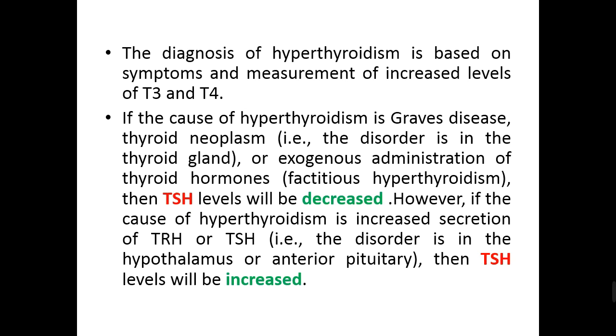However, if the cause of hyperthyroidism is increased secretion of the thyrotropin releasing hormone or the thyroid stimulating hormone, the disorder is in the hypothalamus, not in the thyroid gland or in the anterior pituitary gland, then the thyroid stimulating hormone level will be increased.